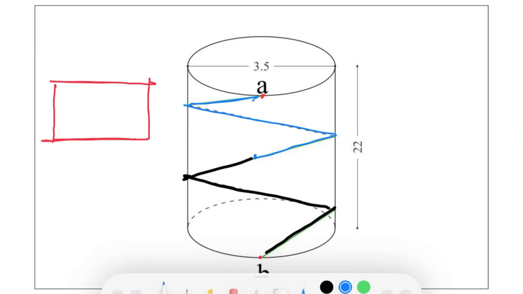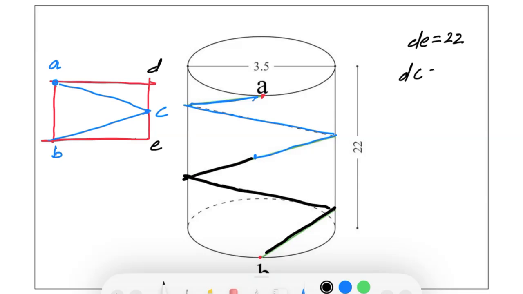So the easiest way to draw it is this. We mark the point A here and then it goes to the midpoint, which we can call C, and then it comes back to B. Okay, now the two things that we already know, so I'll just mark out the points for easier understanding. Let me call it D and let me call it E. So DE, which is the height of the cylinder, is nothing but 22. So therefore DC is going to be 11.